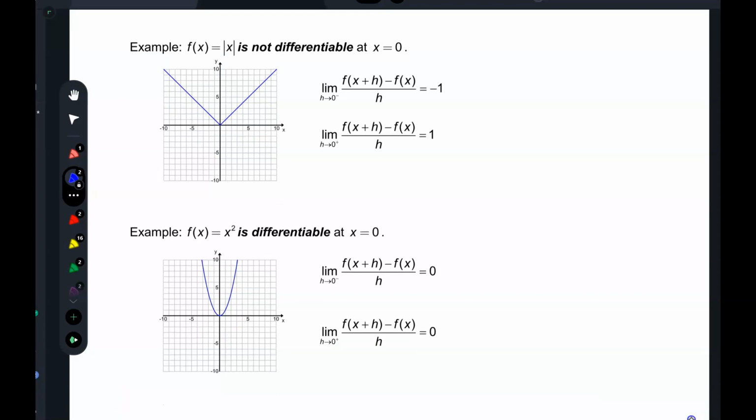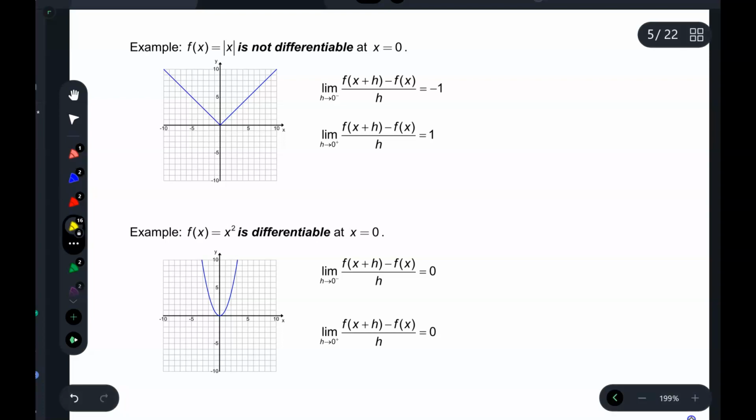Okay, these are just really quick examples of all the stuff we were just talking about. Notice absolute value does not, because the derivative from the left is -1, right? And the derivative from the right is +1. So since these are not equal, we say it is not differentiable at x equals 0.